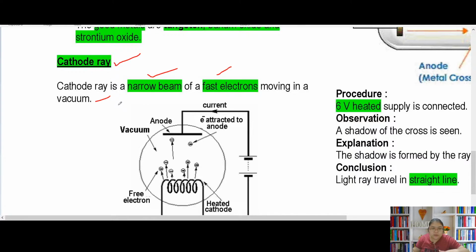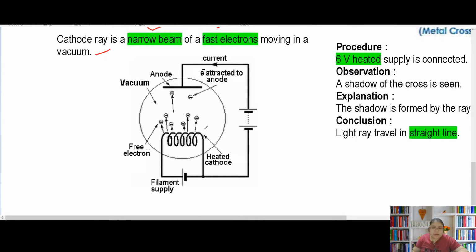Okay, now you see the diagram. Remember the first part? This one is the first part, a thermionic emission. Now the electron can go out already. So this one is the second part, we call it a cathode ray. How to produce a cathode ray?